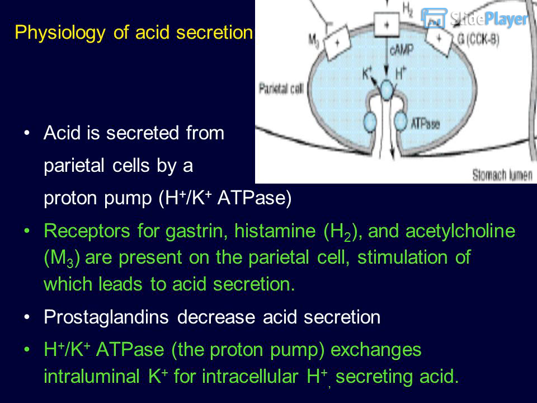Physiology of acid secretion. Acid is secreted from parietal cells by a proton pump, H+/K+ ATPase. Receptors for gastrin, histamine (H2), and acetylcholine (M3) are present on the parietal cell, stimulation of which leads to acid secretion. Prostaglandins decrease acid secretion. H+/K+ ATPase, the proton pump, exchanges intraluminal K+ for intracellular H+, secreting acid.